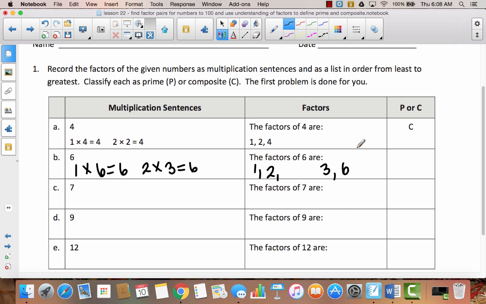So if you remember what the terms prime and composite mean, a prime number only has 2 factors. It has exactly 2. Well, because 6 has 1, 2, 3, 6, then by definition, it is composite.